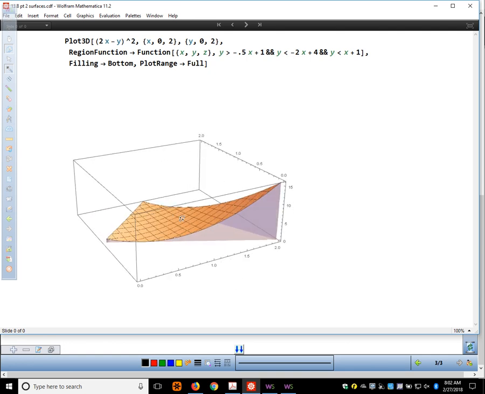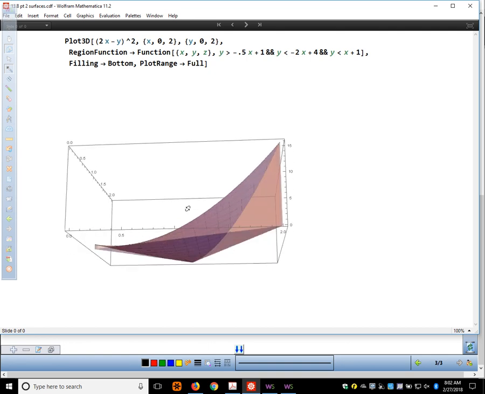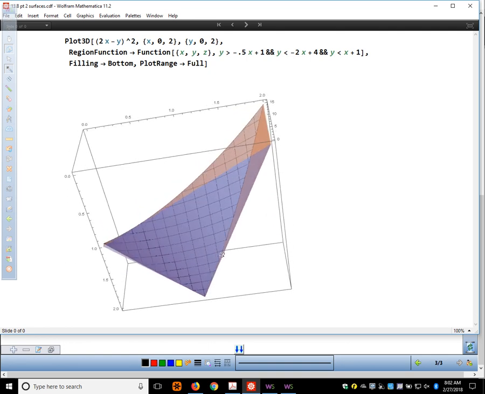I was very happy when I figured out how to do that shadow down there onto the xy plane.